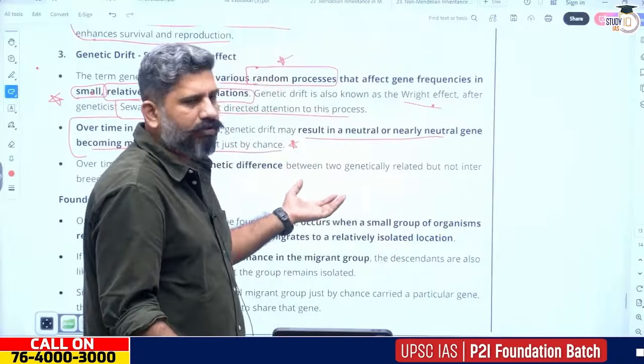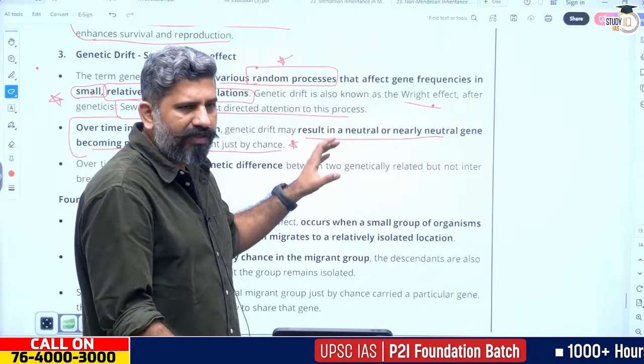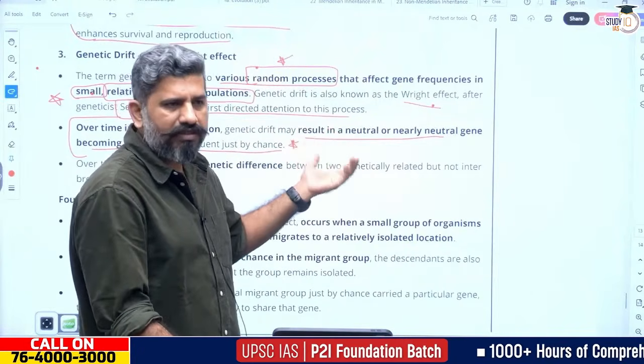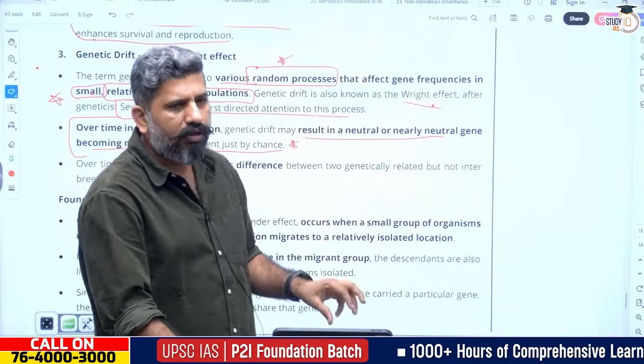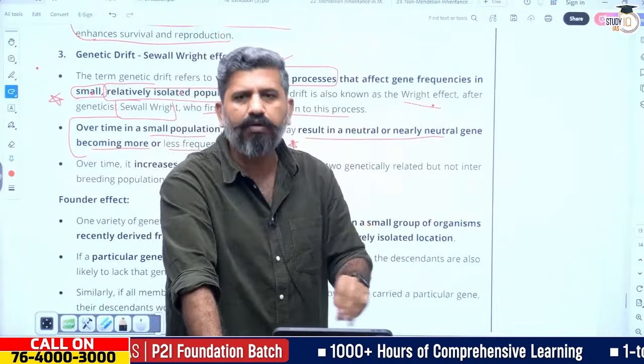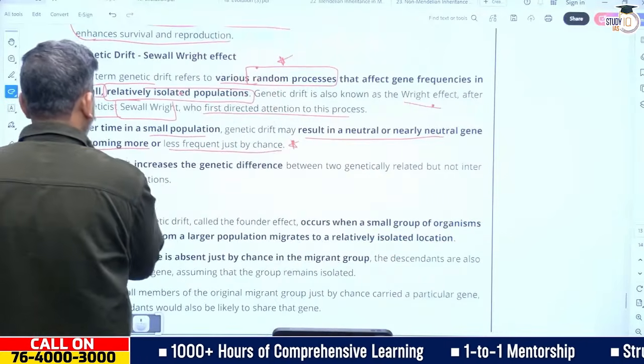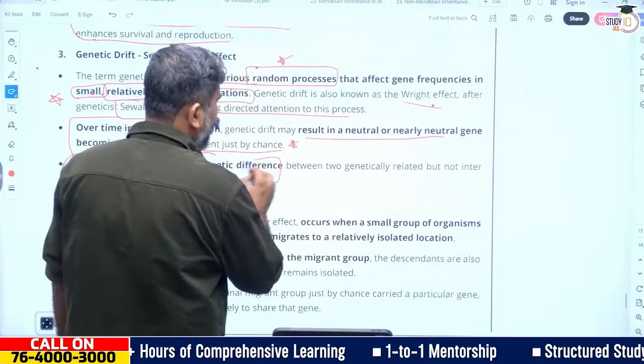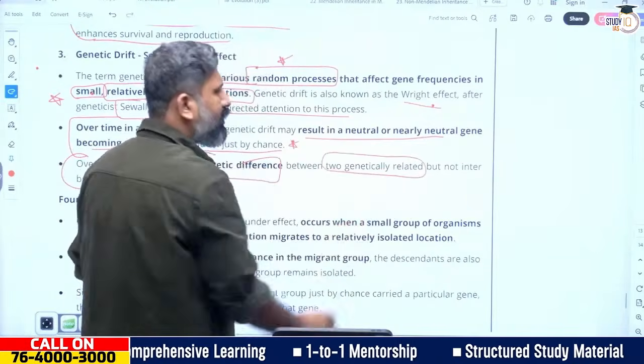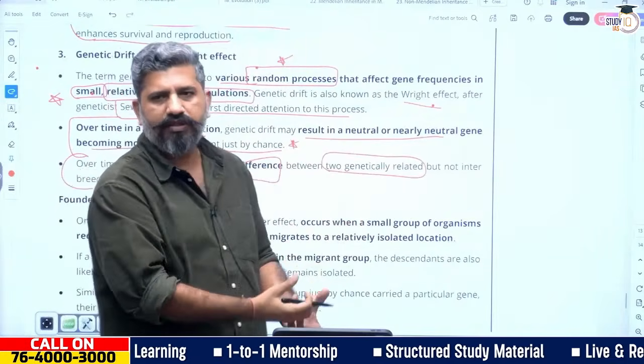So this is how it works. We're not talking about the adaptiveness or maladaptiveness of that trait. It is just that by chance, because the population is small and that variant's frequency is pretty low, it might get eliminated. Right? Consequences. Over time, it increases what? The genetic differences between two genetically related populations. Why? Because originally it was part of the main population itself.